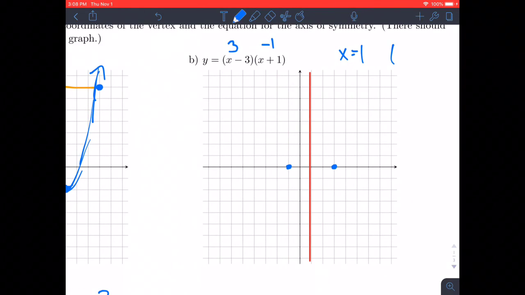And again, that tells us then that our vertex is at 1 something. So plug in 1 for x. And that's going to be negative 2 times 2. So y equals negative 4. So our vertex here is at 1, negative 4.